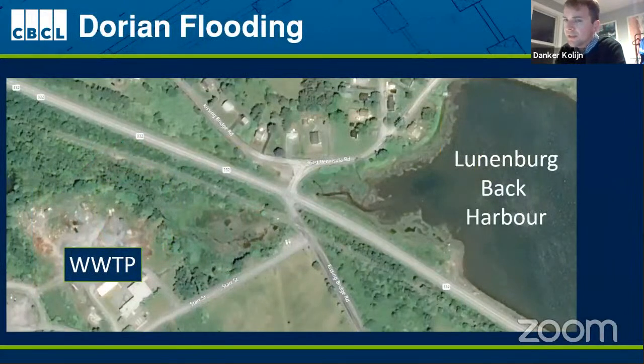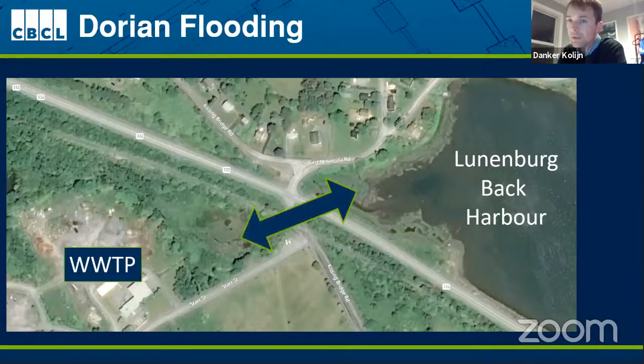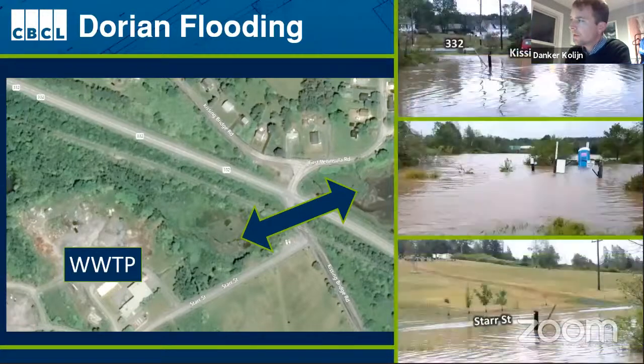So the wastewater treatment plant itself is situated on Lunenburg Back Harbor. And of course it's connected to the harbor by a series of culverts to a marsh. And this marsh is inundated at high tide and also is an important drainage outlet. So shortly during the hurricane and after, this is what the situation was like. You can see that there were very high water levels in the marsh. The rail to trail was also completely submerged by water. However, Highway 332 was still dry. And that's a key piece of information.